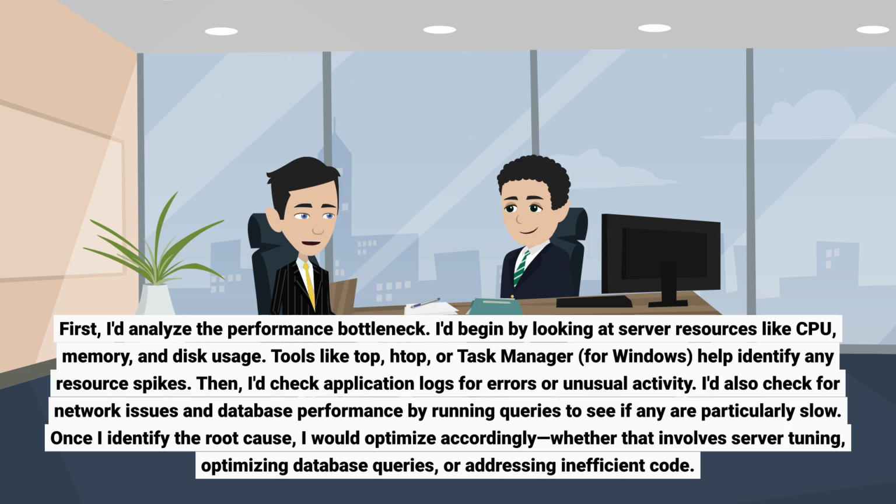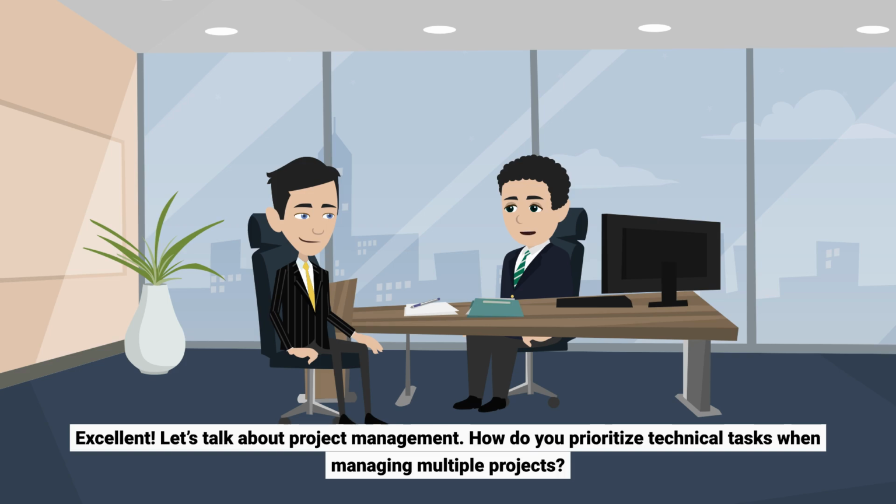Then, I'd check application logs for errors or unusual activity. I'd also check for network issues and database performance by running queries to see if any are particularly slow. Once I identify the root cause, I would optimize accordingly, whether that involves server tuning, optimizing database queries, or addressing inefficient code. Excellent. Let's talk about project management.